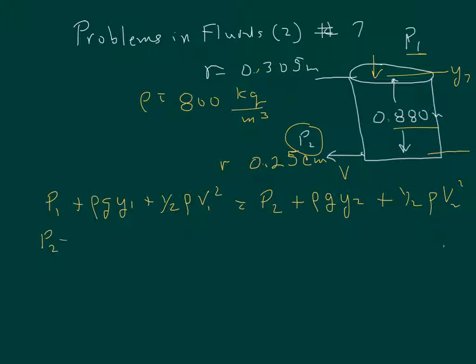Now let's collect this. I have P2 minus P1. I know P2 is a greater pressure, so I like subtracting this way so that I would normally get a positive number here. So if I group these together, I get rho g times y2 minus y1 plus 1/2 rho times v2 squared minus v1 squared.